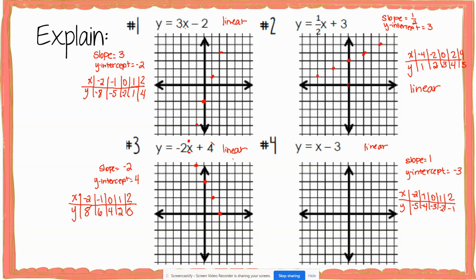Now I can put this on my coordinate plane. So when x is negative 2, y is negative 5. That means I would move left 2 and then down 5 since my y values are negative.